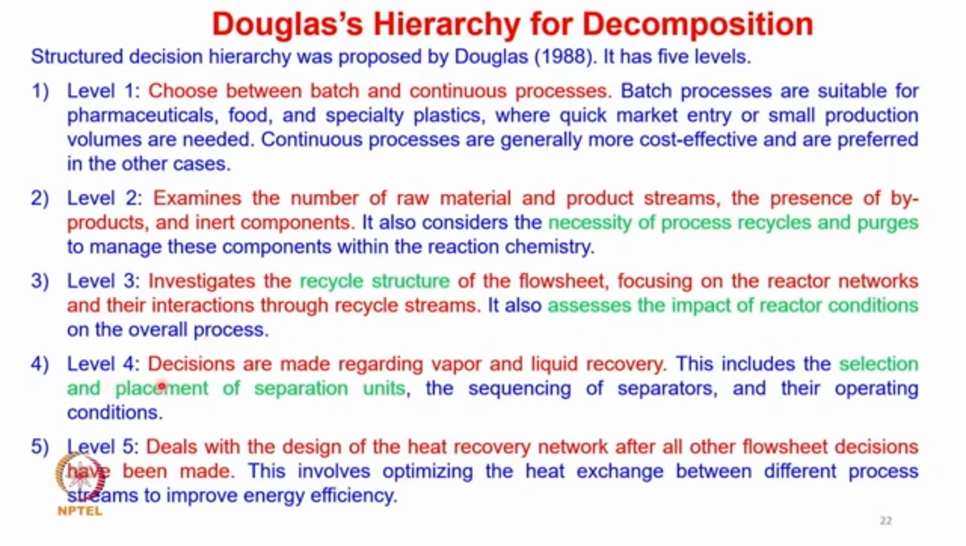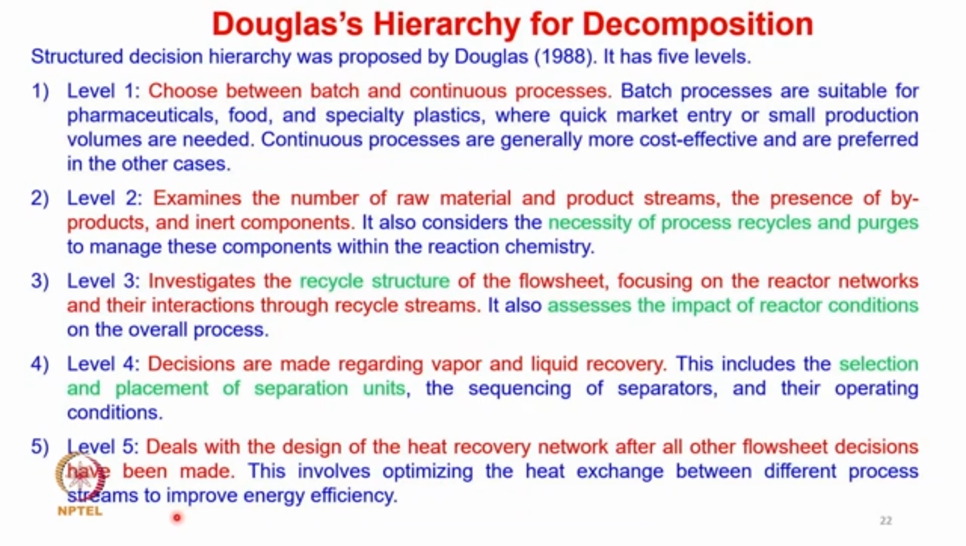Level 4 decisions are made regarding vapor and liquid recovery. This includes the selection and placement of the separation units, the sequencing of separators and their operating conditions. And in the last level, level 5, it deals with the design of the heat recovery network after all the flow sheet decisions have been made. This involves optimizing the heat exchange between the different process streams to improve energy efficiency.